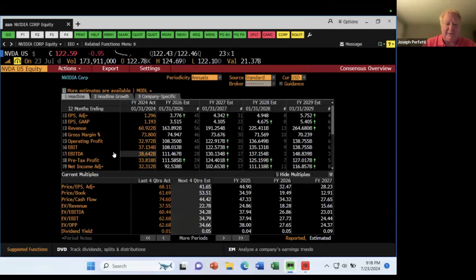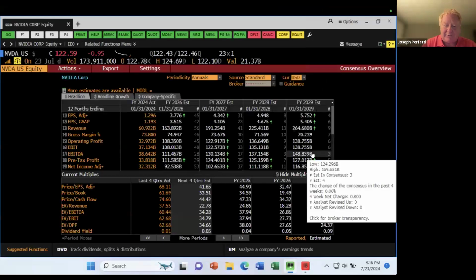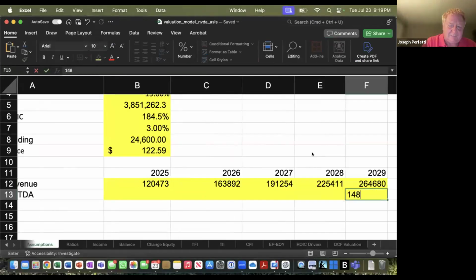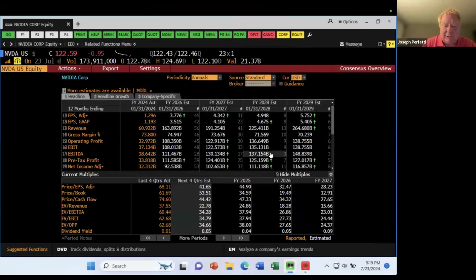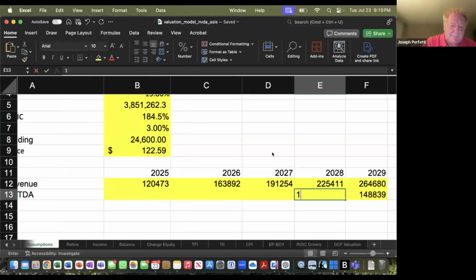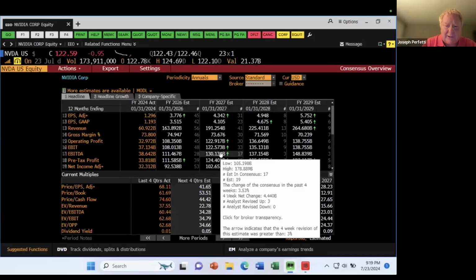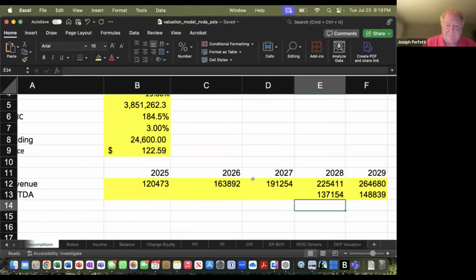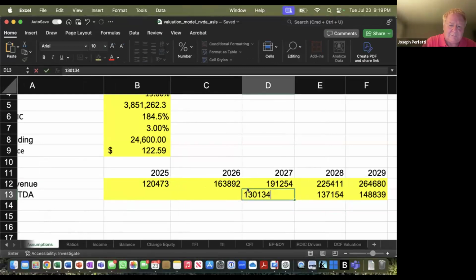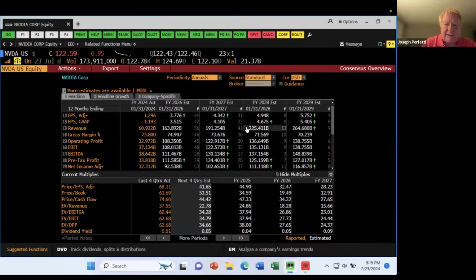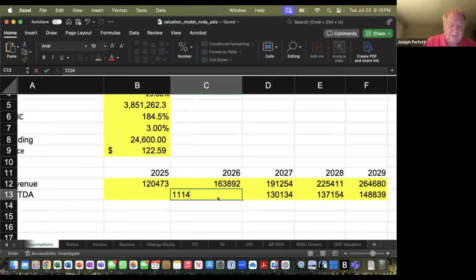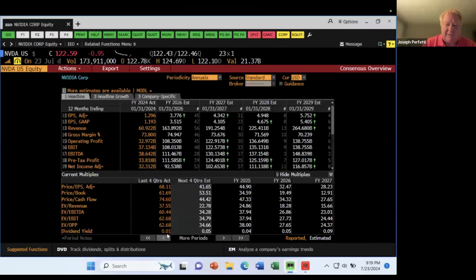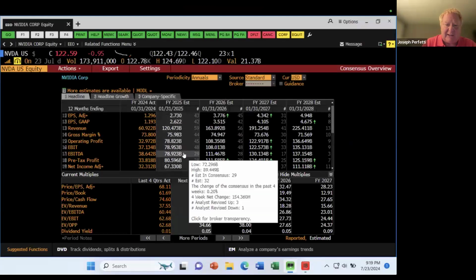EBITDA starting in 2029, 148,839. 2028 EBITDA, 137,154. 2027 is 130,134. 2026 EBITDA is 111,467. And the 2025 EBITDA forecast is 78,923.